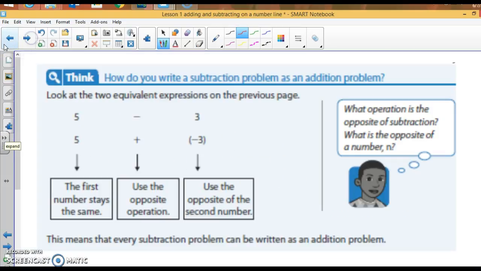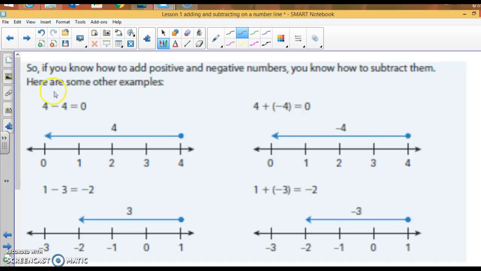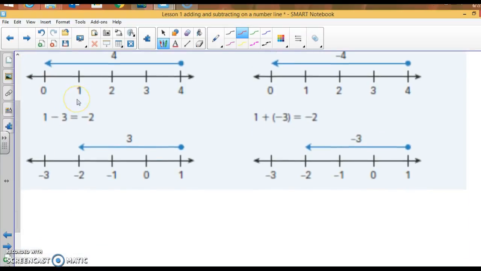Always change it to add the opposite. Let's take a look at these. 4 minus 4. We know that that's 0, but let's rewrite it as 4 plus negative 4. So start at 4, go back to 0. These two problems are exactly the same thing. Change this problem to add the opposite. So 1 plus negative 3, start at 1, go to the left 3, put you on negative 2.